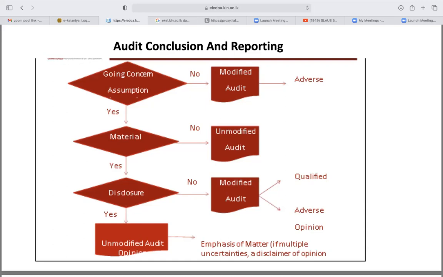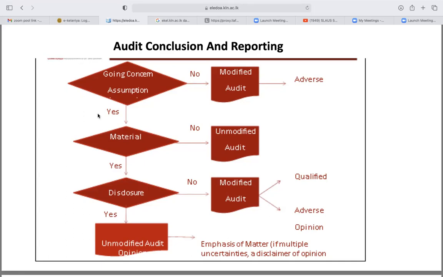And if you have a going concern assumption, but it is not material, then we don't have to modify the audit opinion. We have to express an unmodified audit opinion, right? There is a going concern assumption, but it is not material. If it is not material, we don't consider it much. I gave that example about the fingernail case when going to get married. If it is not material, we don't consider it. Unmodified audit opinion.